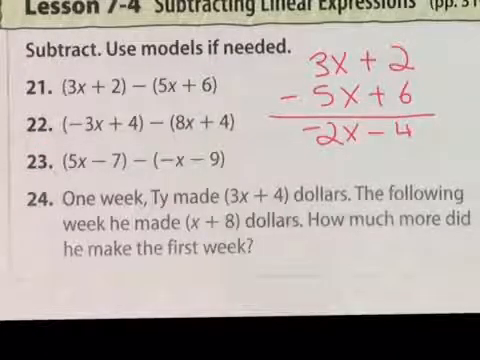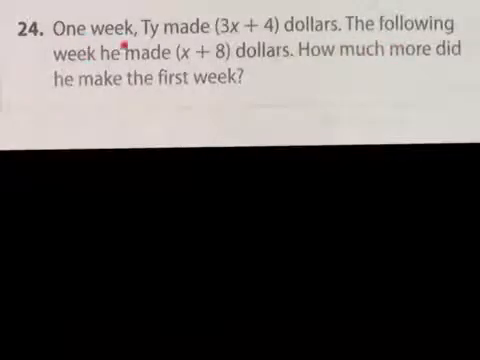Let's do 24 together. Number 24. One week, Ty made 3x plus $4. Okay, we're not sure exactly how much he made. Maybe we don't know how much he's actually making an hour. We could say he worked 3 hours at X amount of dollars per hour plus $4. We can say that that's what that's representing, right?